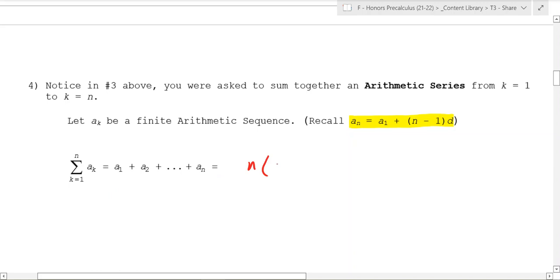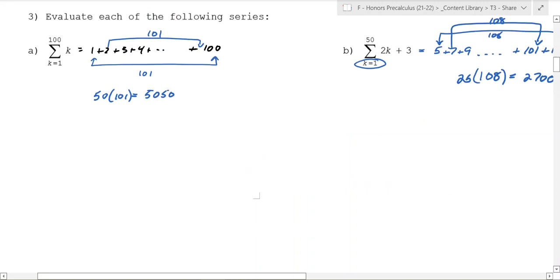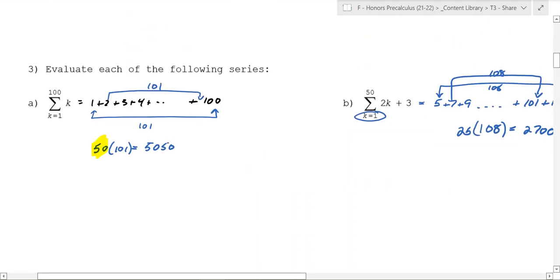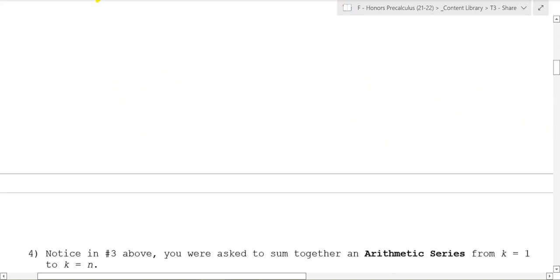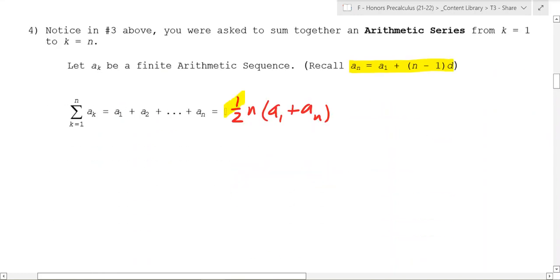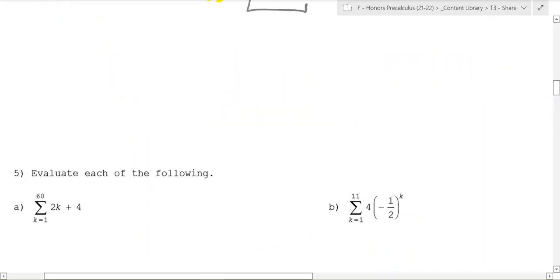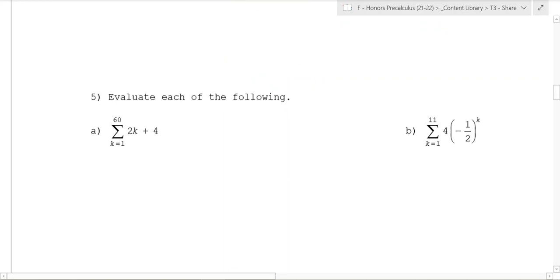n times the first term and the last term, but it's not just n in front, it was half of them. What I mean by that is right here we had 50 and right here we had 25, and that's half of the number of terms. So half of the number of terms times the pairings that we were working with before is the formula for the summation. So what that means is we can use it to do this a little quicker here.